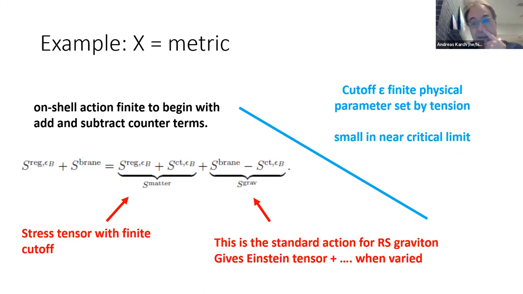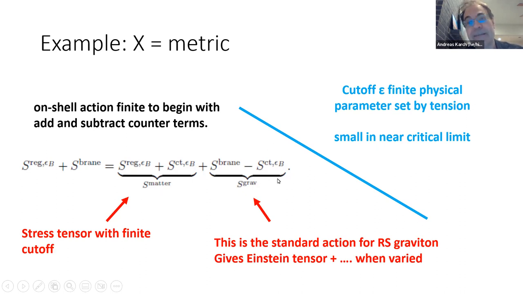But now we can look at the two pieces one at a time. The first term, the regulated action plus the counterterms, is the standard S matter. If I vary this with respect to the metric, I get my standard recipe for the stress tensor, which I got with a finite cutoff. The first thing is that because I don't take the cutoff to zero, this is the expectation value of the stress tensor in the presence of a finite cutoff. Then I look at the second term, what happens here. I get S brane minus S counterterms.